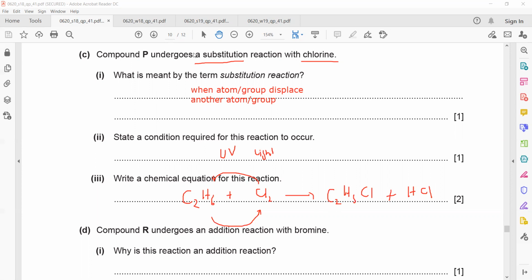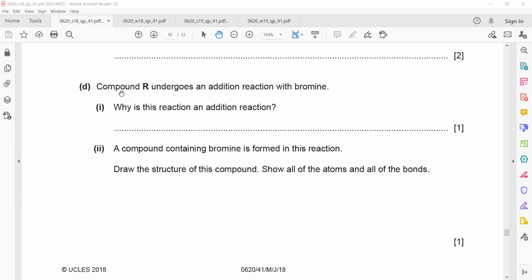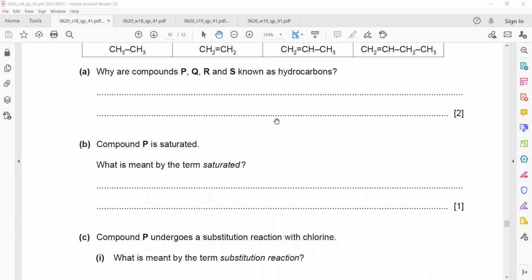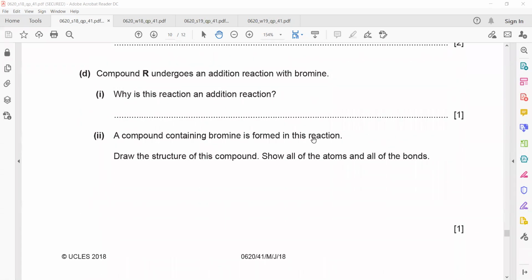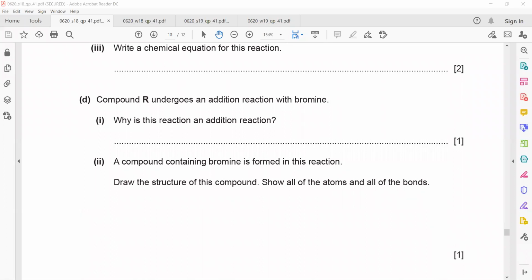The next part, R undergoes addition reaction with bromine. So compound R is propene. It undergoes addition reaction. So the question is, what is the definition of addition reaction? The term addition reaction means when more reactant molecules combine and form only one product. Many reactant molecules, we call that addition.